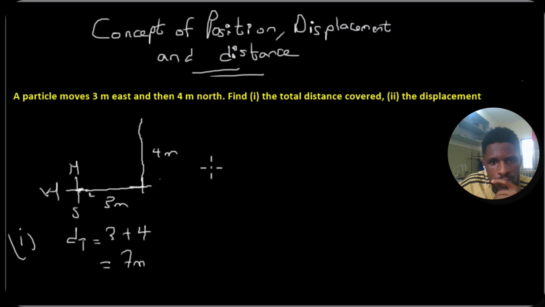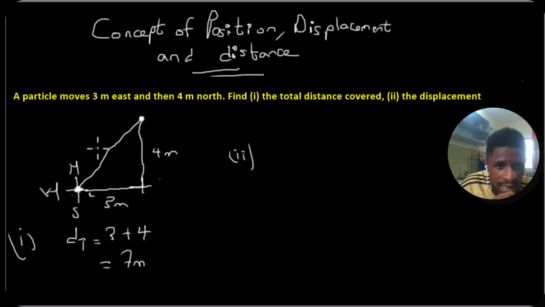For question 2, we're asked to find the displacement. So how do we calculate displacement? Remember, if I'm starting at this point here, and then I'm ending here, from our definition of displacement, displacement is simply the shortest path between the 2 points. That is, I have to complete my line in such a way that it looks like a triangle. And once it looks like a triangle, then I know I can use my Pythagoras theorem.